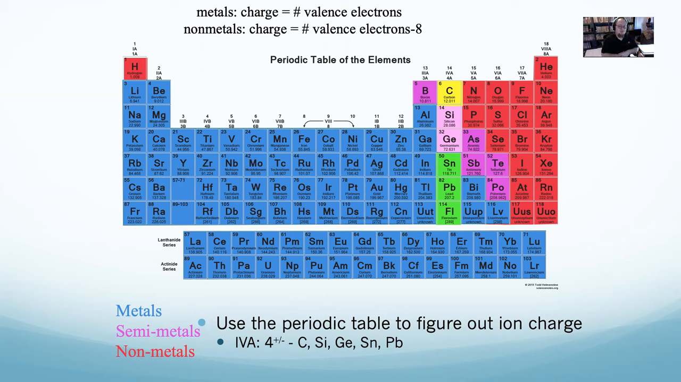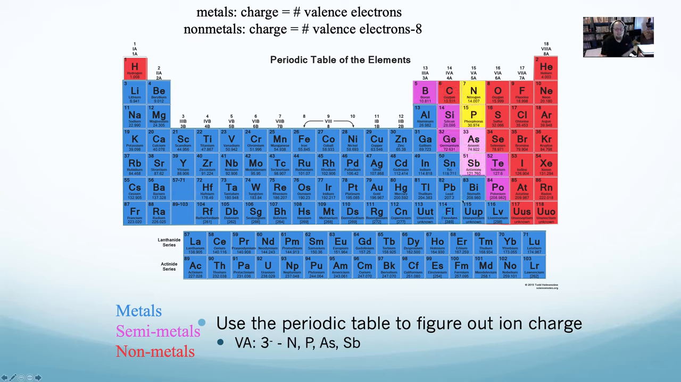But the metals will start with 4 valence electrons, so they'll have a charge of plus 4. The non-metals have 4 valence electrons, so their charge will be 4 minus 8. 4 minus 8 is negative 4. So their charge will be negative 4. And so carbon has a charge of negative 4, while tin has a charge of plus 4.